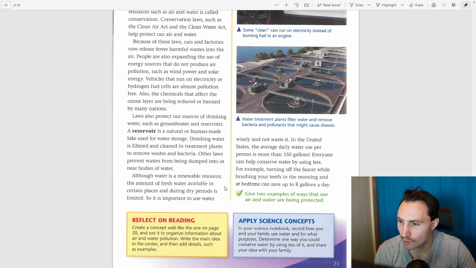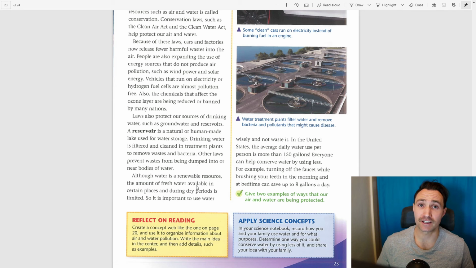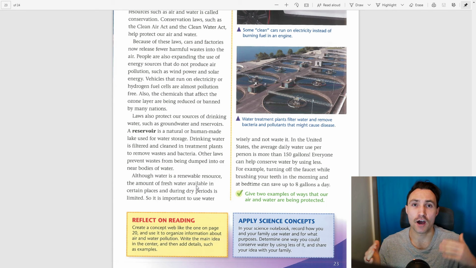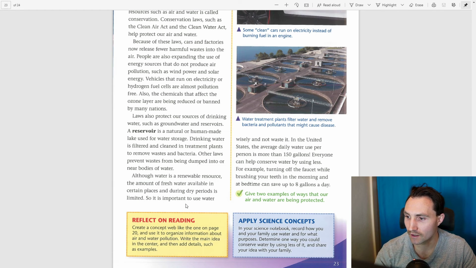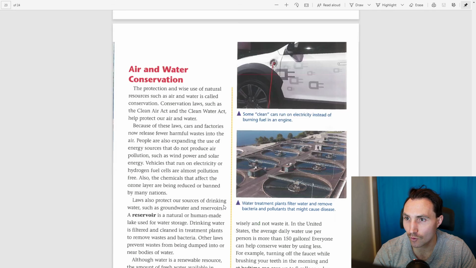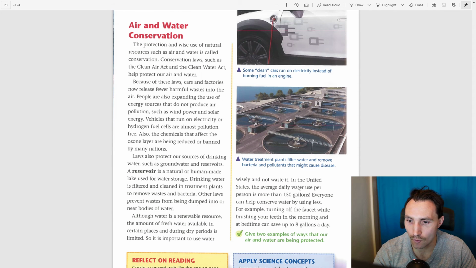Although water is a renewable resource, the amount of fresh water available in certain places and during dry periods is limited. And here in Gallup, we have dry periods, right? When I first moved here, I learned that I can only water my lawn on certain days, so the other side of the city can water their lawn on other days, so that we don't overuse our water, because we only have a limited amount in this area. So it's important to use water wisely and not waste it.